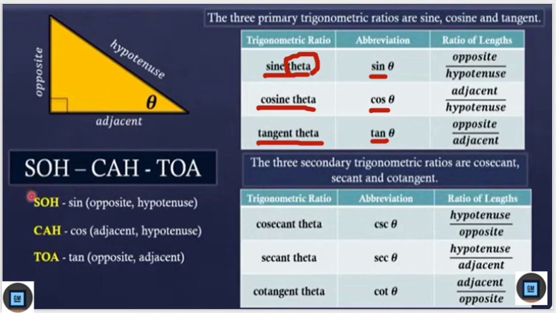So the corresponding ratio of lengths nito based on sine theta is opposite over hypotenuse, yung sine natin. Yung cosine natin is adjacent over hypotenuse. Then we have our tangent here, opposite over adjacent.